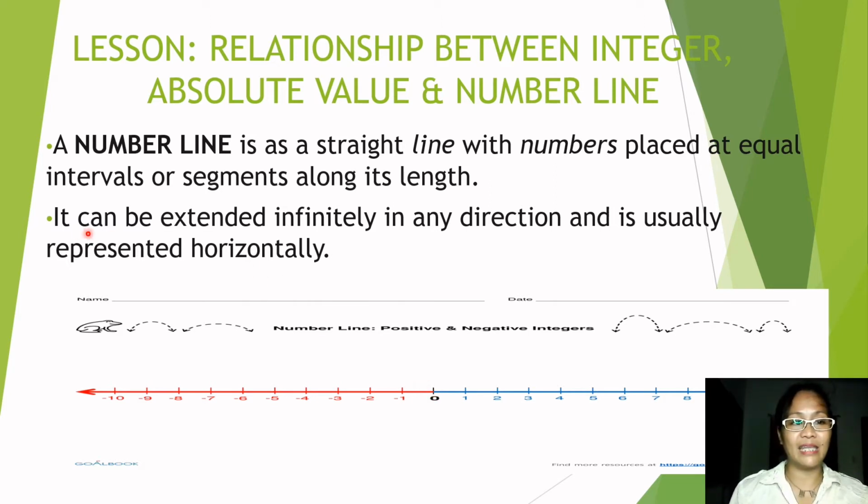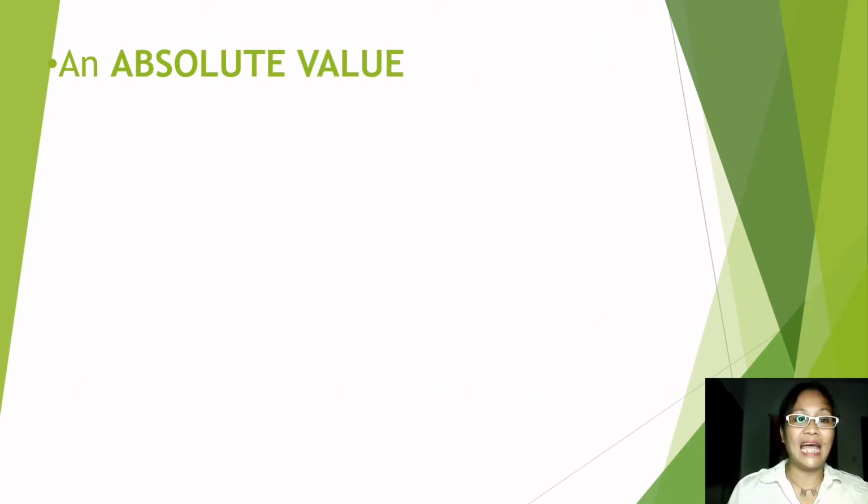And also, it can be extended infinitely in any direction and is usually represented horizontally. Of course, it is horizontal line. At saka yung arrow dito, ang ibig sabihin nun ay na-extend siya or ibig sabihin pwede siyang idiretso both sides ng line. Okay?